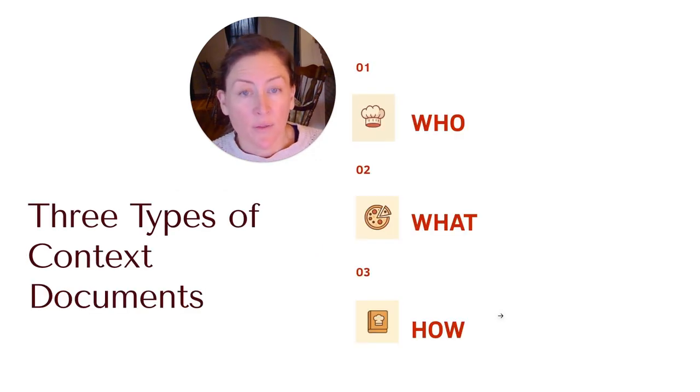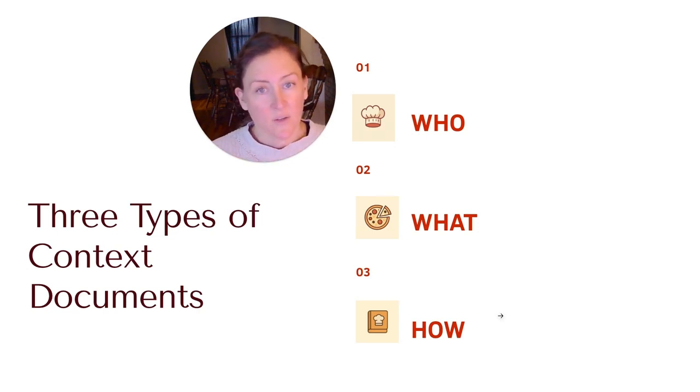So I'm going to walk through some examples of who documents, what documents, and how documents. They do generally fit into these categories, but I want to be clear that none of them are strictly about the who, and none of them are strictly what or how. There is some overlap and redundancy throughout all of these documents, but you can get a sense of what the primary role of that specific document is.